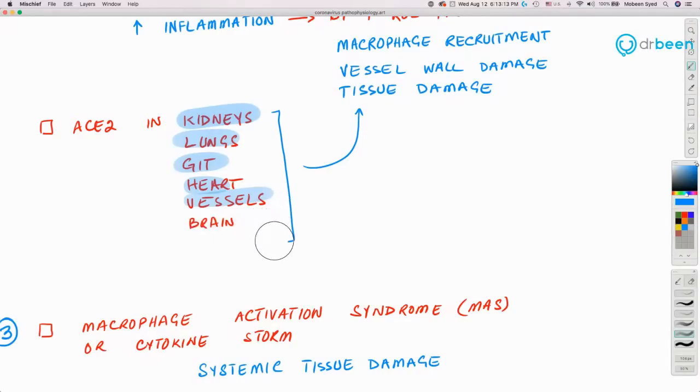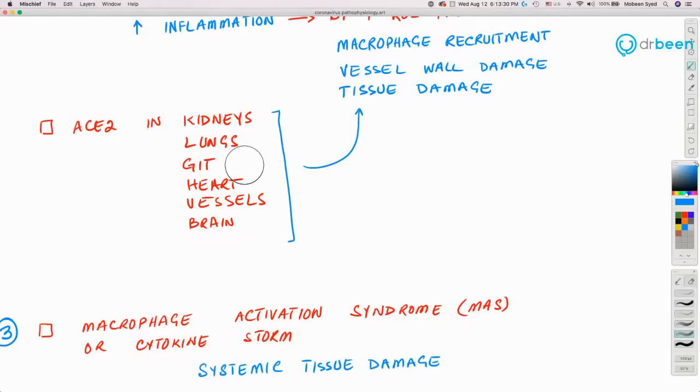Okay, so kidney damage can occur, lung damage we already know, GIT damage, heart damage, blood vessel damage, brain damage, and we know this thing. So from kidney damage, renal failure. Renal failure can occur because of two reasons, or multiple, three reasons. Number one, maybe viral damage.